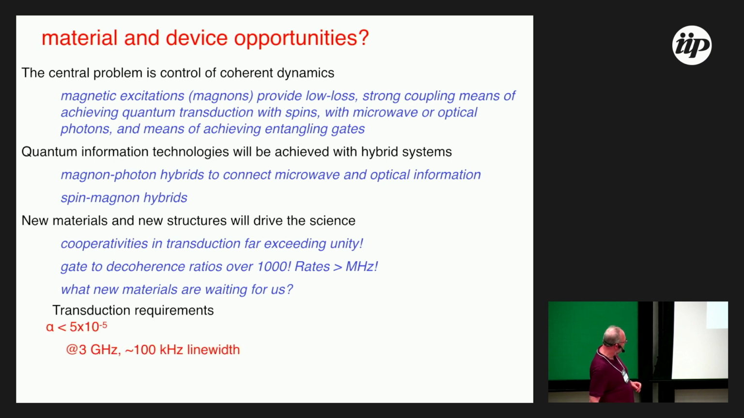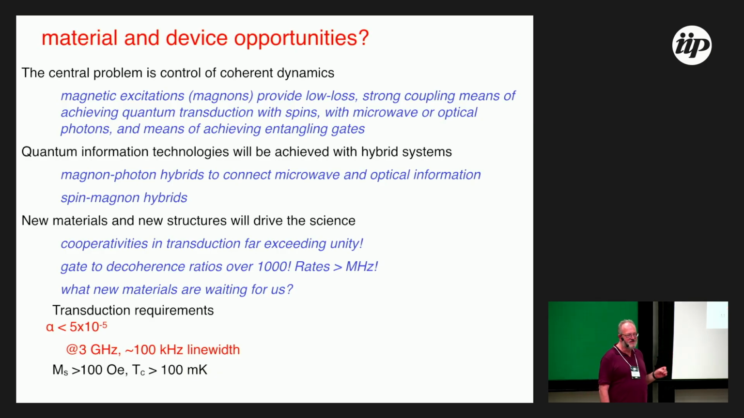Well, if you want to do transduction, you need a really low damping. So 5 times 10 to the minus 5 is probably the minimum, because that tells you, at 3 gigahertz, you have a 100 kilohertz line width, which is about where you'd need to be. And you are probably operating with magnetizations of the order of 100 Oersted. I would say you would want your magnetization to be at least 100 Oersted and your Curie temperature to be at least 100 millikelvin.